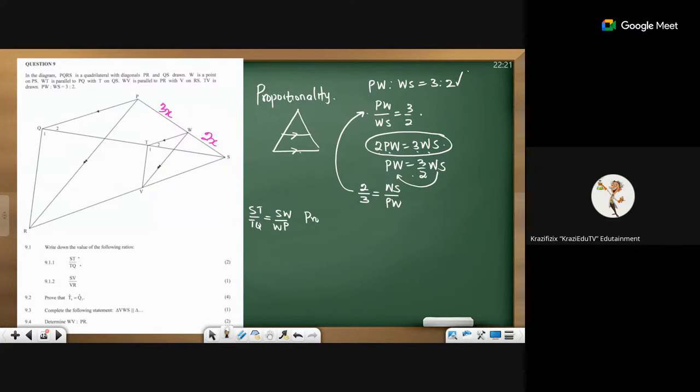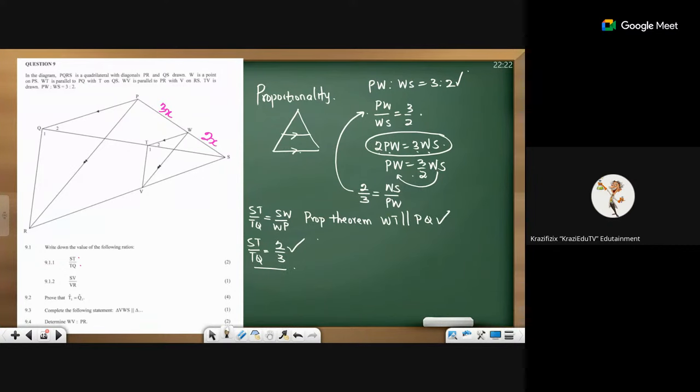What's your reason? Prop theorem. And you must tell us the lines that are parallel. WT is parallel to PQ. ST over TQ equals SW, which is 2X, over WP. So our answer is what? 2/3. We're done. 2 marks. One there, one there.